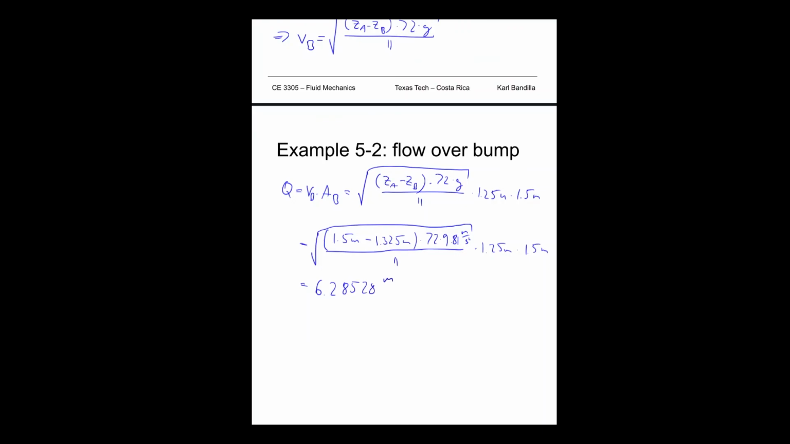And then if I plug those into my calculator, I get 6.28528 meters cubed per second, or if we round it, this is a 5, but 8 is even, so it doesn't change. 6.28 cubic meters per second. Right, so now we figured out what the flow rate is.